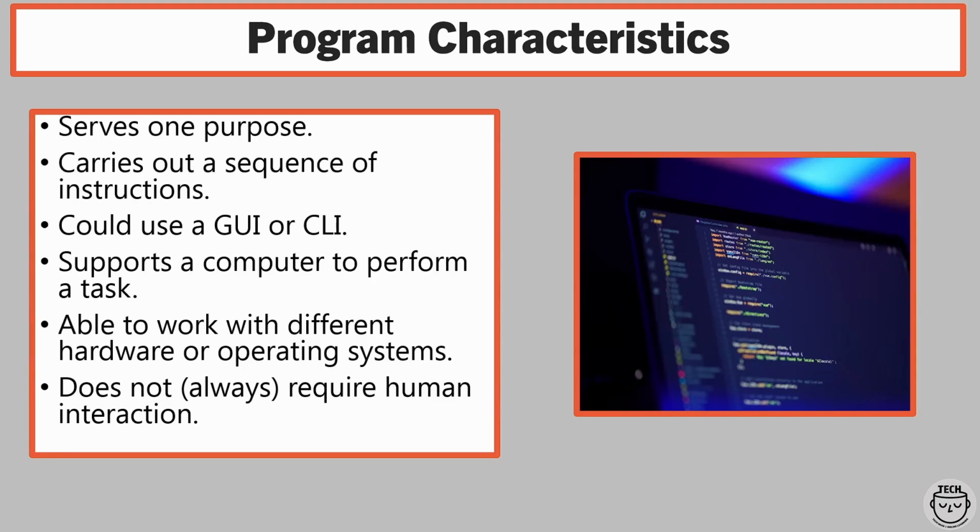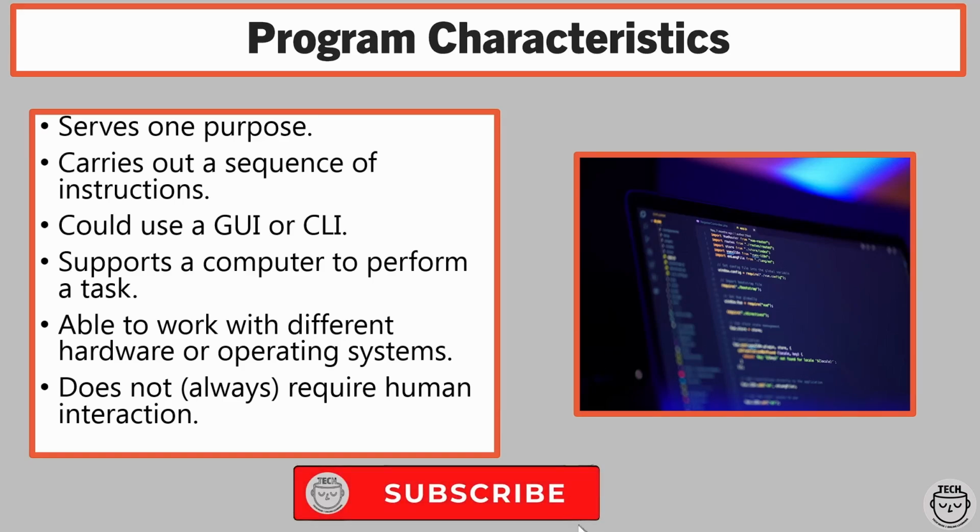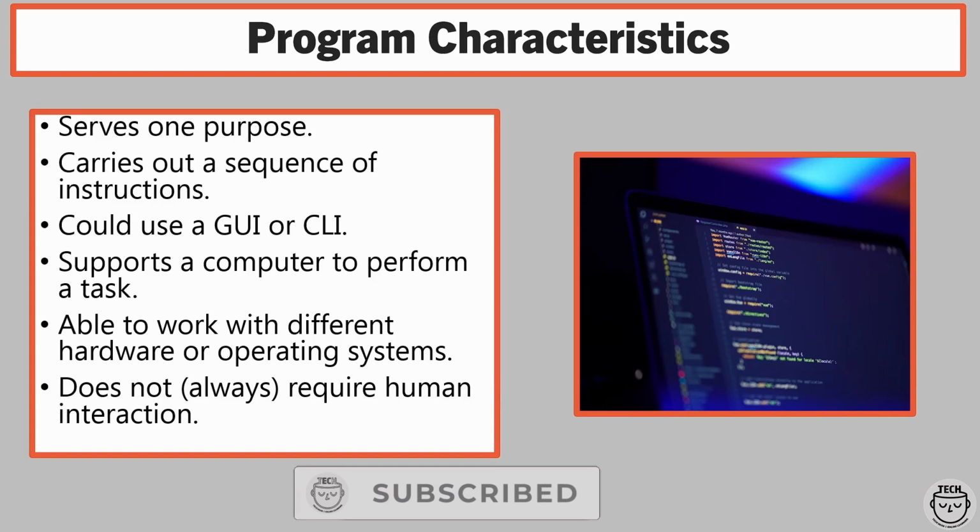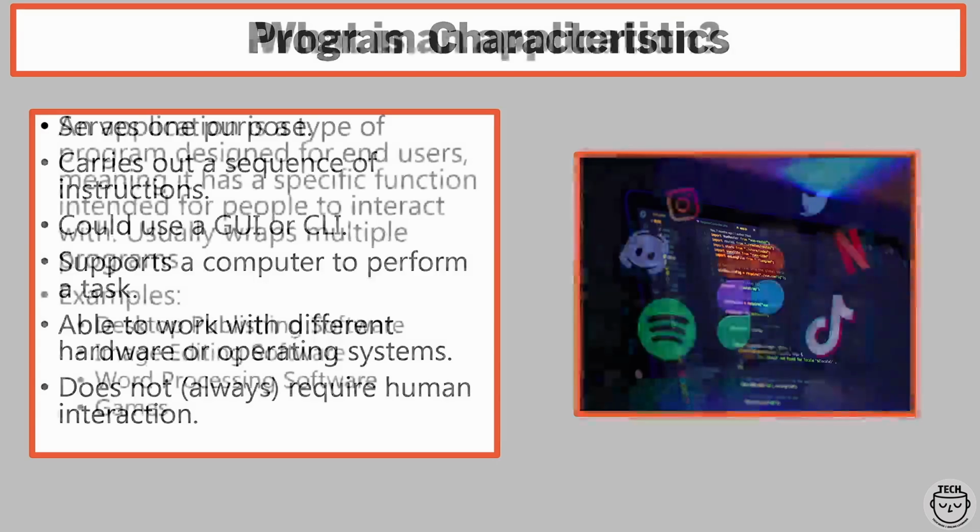The characteristics of a program are that it serves one purpose, is a series of instructions such as an algorithm, could use a GUI or a CLI, supports a computer to perform a task, should be able to work with different hardware or operating systems, and does not always require human interaction, such as a script.